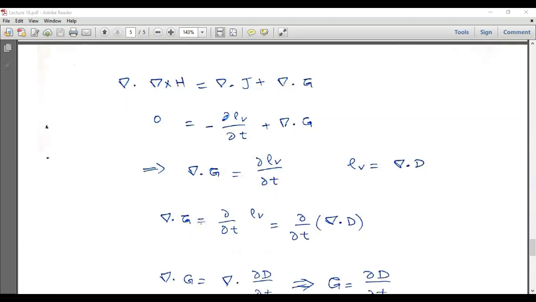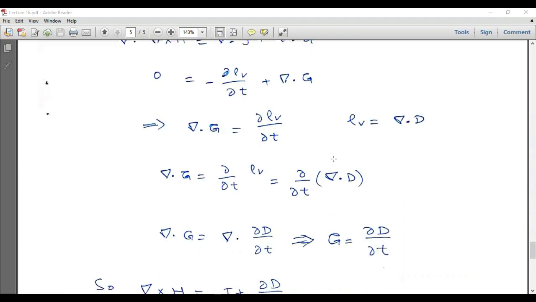and del dot G can be written as partial over partial t of rho v, and partial over partial t of del dot D. So this can be written as del dot G equal to del dot partial D over partial t. So this divergence or del dot term can be taken out. Now we can compare these two sides and we will get G equal to partial D over partial t.